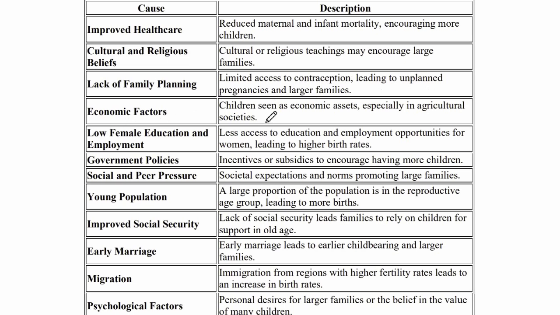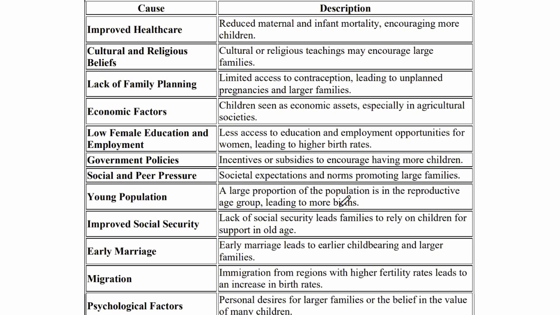Economic factors, children seen as economic assets, especially in agricultural societies. Low female education and employment, less access to education and employment opportunities for women leading to higher birth rates. Government policies giving incentives or subsidies to encourage having more children. Social and peer pressure, societal expectations and norms promoting large families.